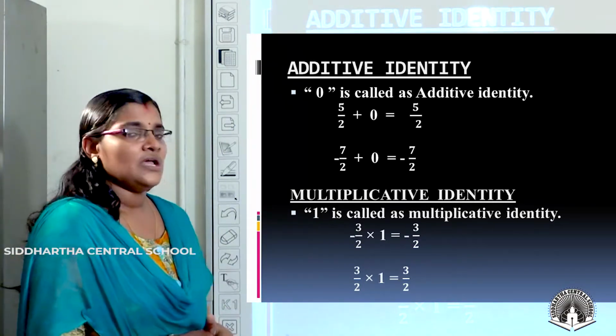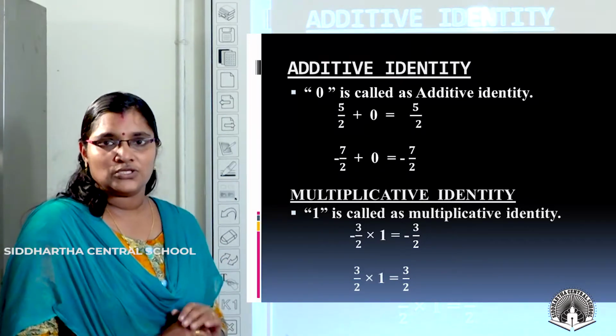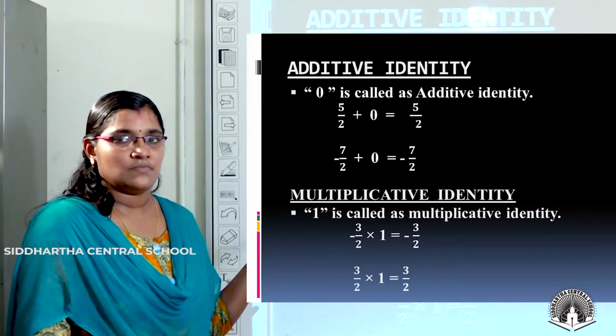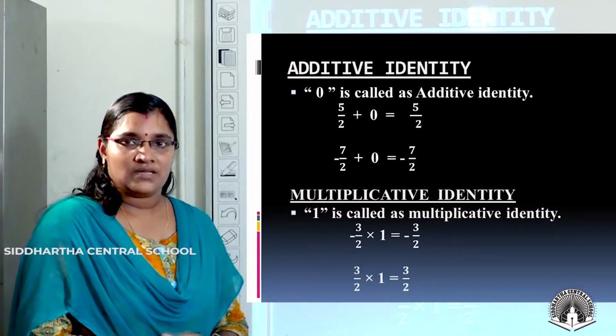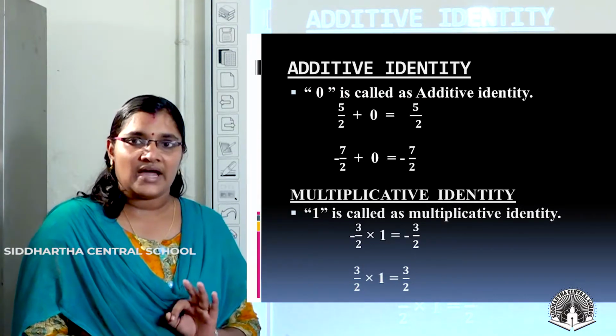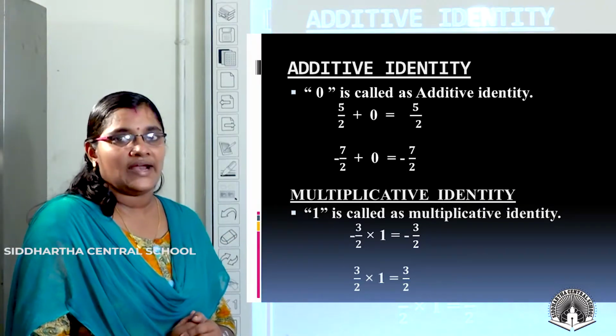One more example, minus 7 by 2 plus 0. What is the answer? Minus 7 by 2 itself. So if we add 0 to any rational number, we get that number itself. So we can say that 0 is an additive identity. Okay. Next is what? Multiplicative identity.